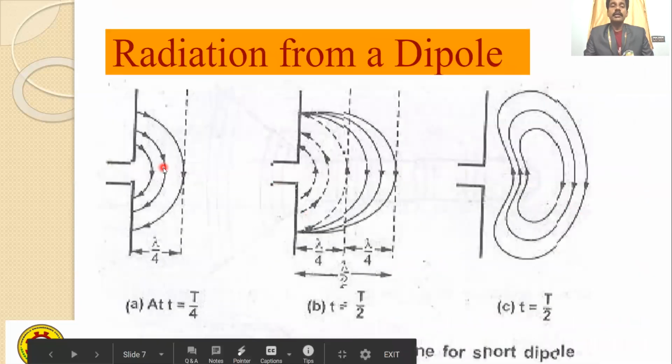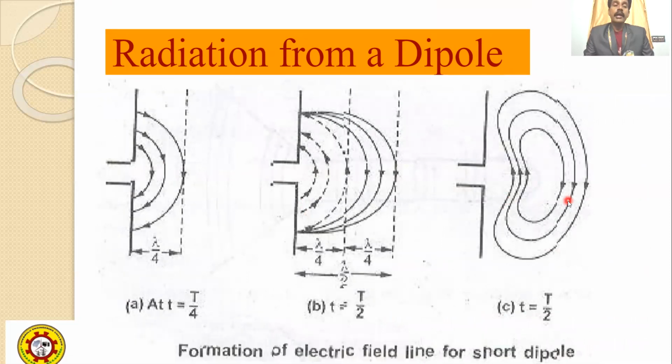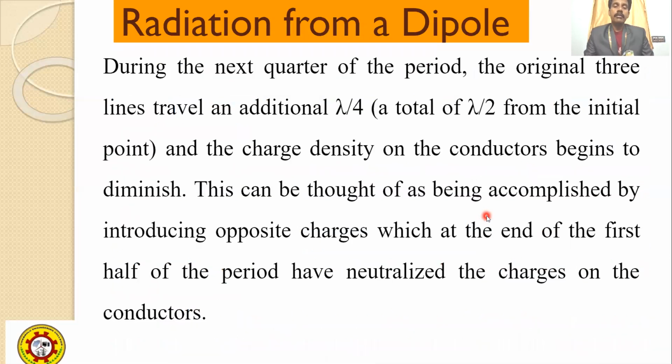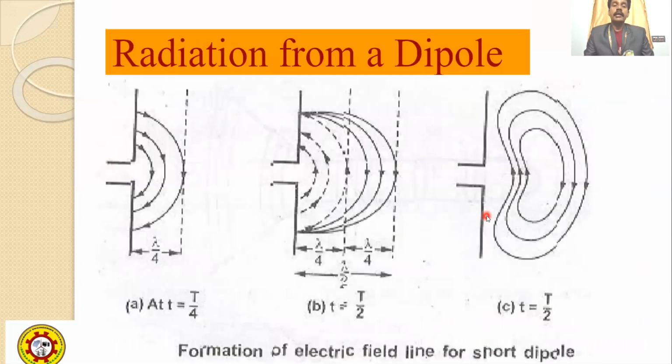So what is the third figure? We can recall, this is the first figure. Second, this is the detaching of the electromagnetic radiation. This is the detaching of the electromagnetic radiation from this dipole, which clears the remaining second half period. The same procedure is followed, but in the opposite direction. After that, the process continues, and therefore you automatically create the net radiation.